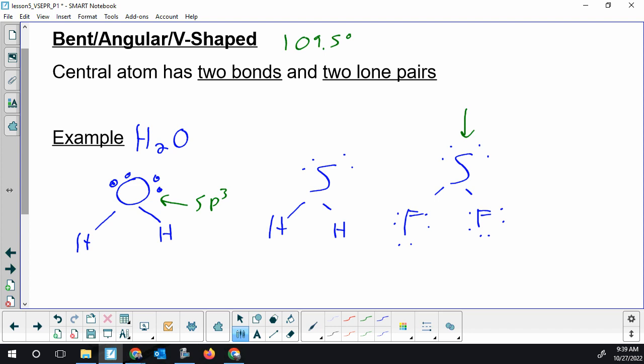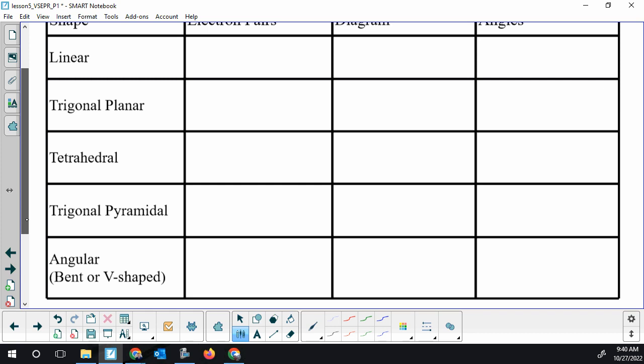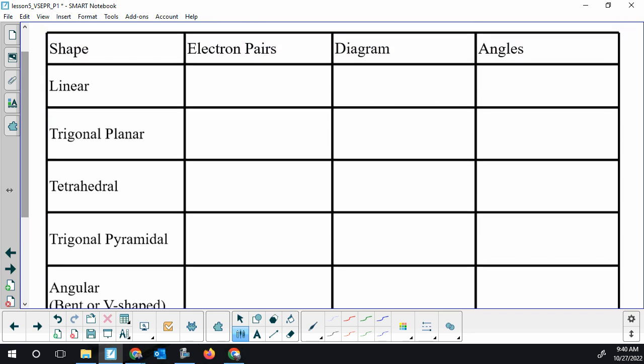Okay. So that's our shapes. So at some point, you might want to make a summary like this to put in your notes, or do a unit review that has a summary like this. We have linear, we have trigonal planar, tetrahedral, trigonal pyramidal, and bent V-shaped. You need to realize something about the electron pairs. You can do a little diagram, and then you need to know the bond angles. Now, there's only 3 bond angles because there's only sp, sp2, and sp3 hybridization. Now, some of them show up more than once.